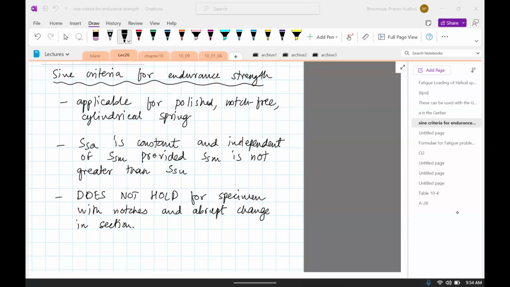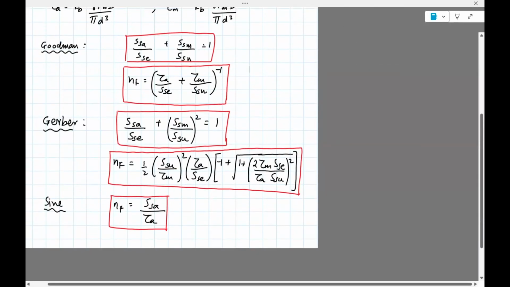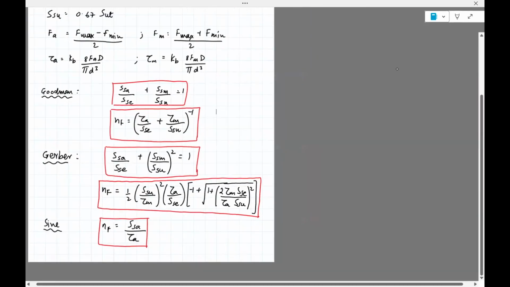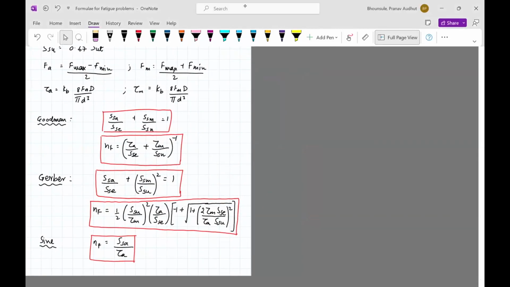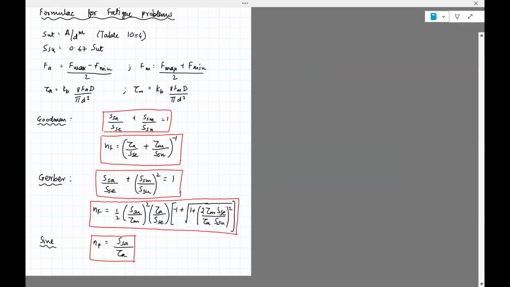Okay, so I'm going to basically summarize what we have done so far and get to a problem. Okay, so we have looked at 3 criteria, and this is basically all the formulas we need for fatigue calculation. So let's go through them one by one. So this is something which we've seen before. The ultimate strength of springs depends on the diameter. A and M are available in table A10.4.